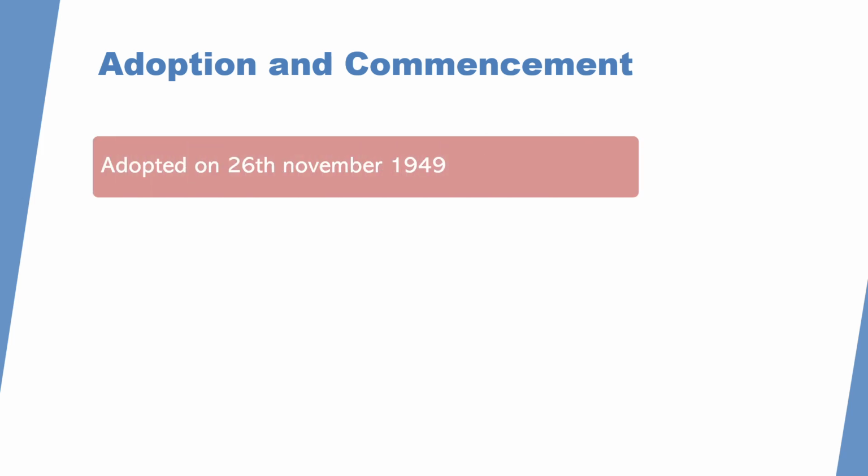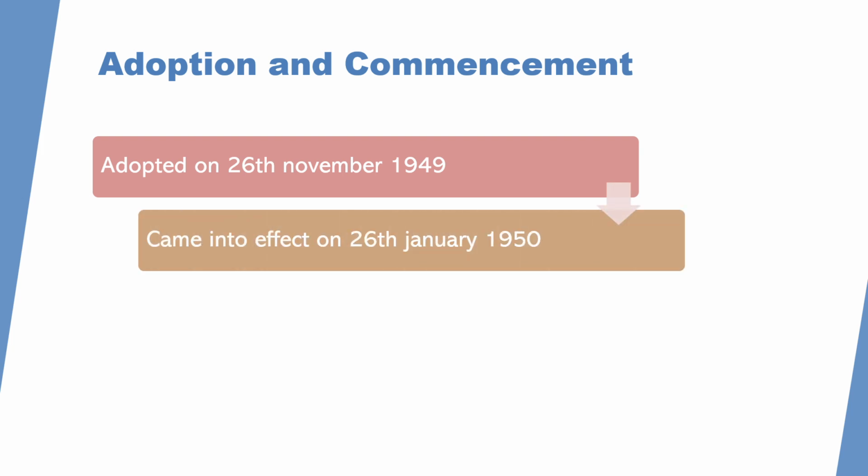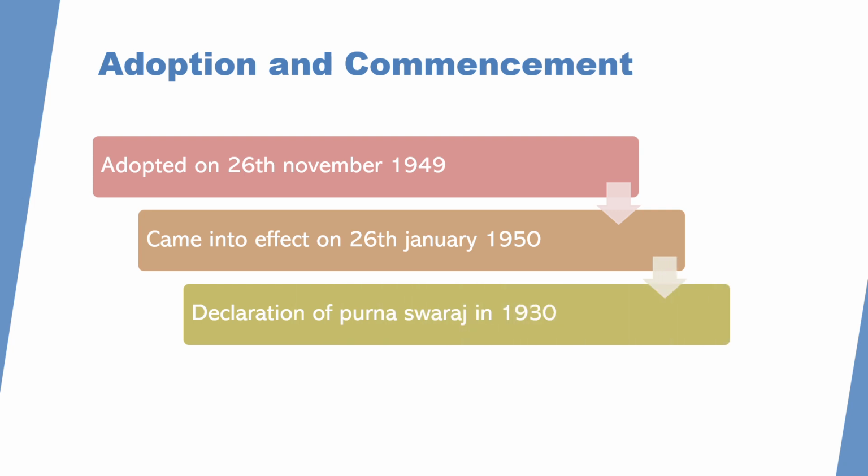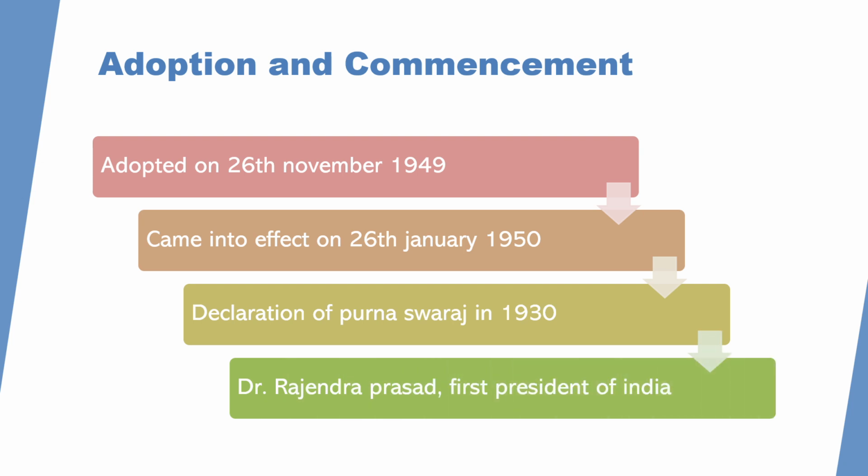Moving on to the adoption and commencement. The Indian Constitution was adopted on 26 November 1949 and came into effect on 26 January 1950, a date chosen to commemorate the declaration of Purna Swaraj in 1930. Dr. Rajendra Prasad became the first President of India and the country transitioned into a democratic republic.